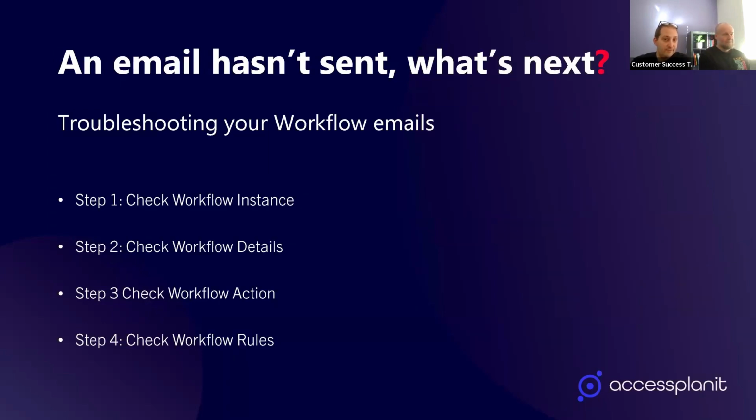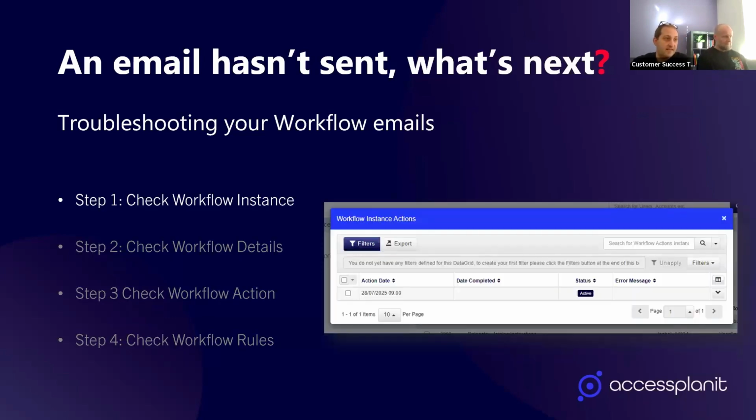And that's a troubleshooting workflow. And just a quick recap on those troubleshooting steps. So the first one is check the workflow instance. Is there an instance? If there is, has it been triggered yet? If it has been triggered, has it been successful, or have you got an error message? If you get that error message and you're not sure why, pop a ticket in and our team will be able to help you a bit more on that one.